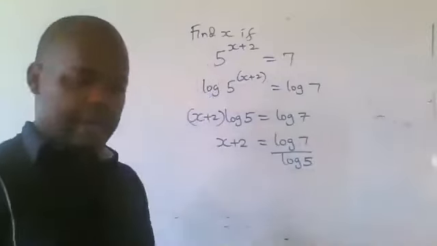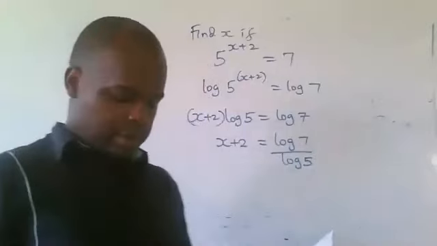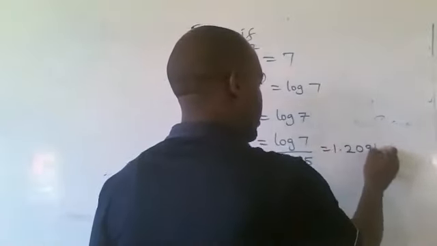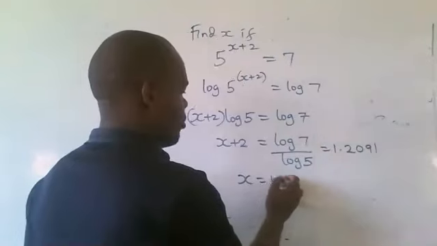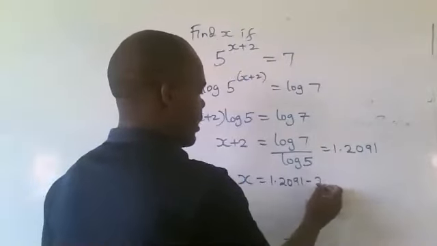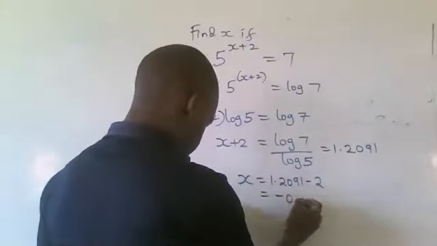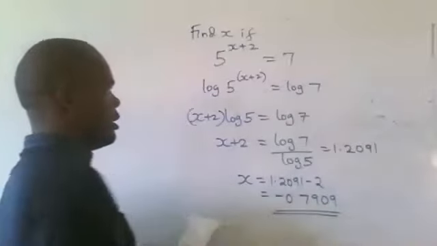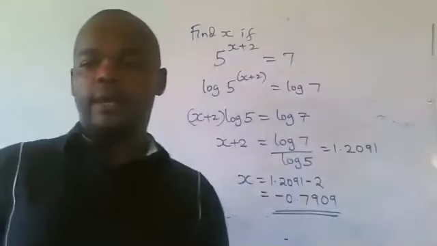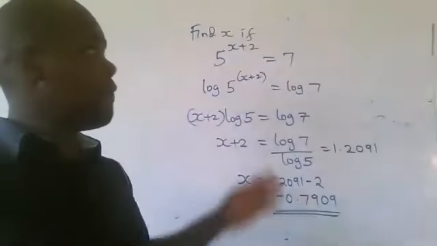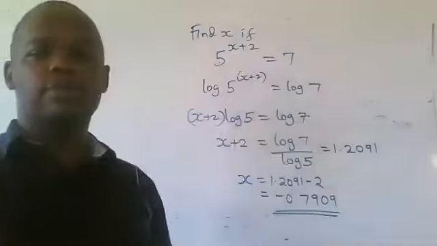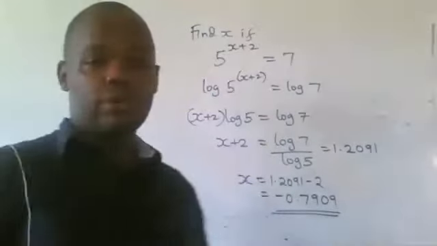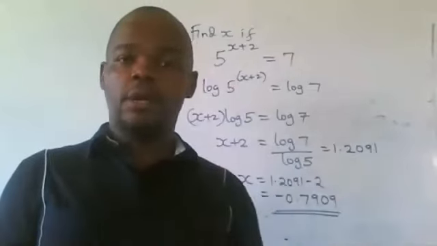Let the calculator do that for you, which will give us 1.2091, and therefore x will be 1.2091 minus 2, which is negative 0.7909. You can get a similar question in KMF and should be able to answer that. Remember, this is not a form 2 question, it is a form 3 question.